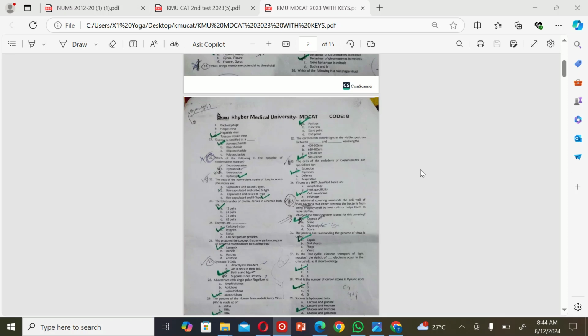Let's get started. The first MCQ is: which of the following is a rod-shaped virus? A. Bacteriophage, B. Herpes virus, C. Hepatitis virus, and D. Tobacco mosaic virus. So the correct option is D.